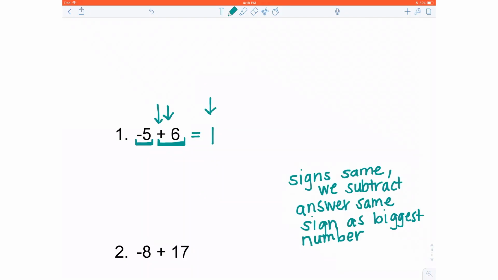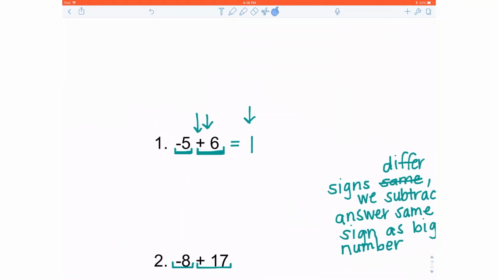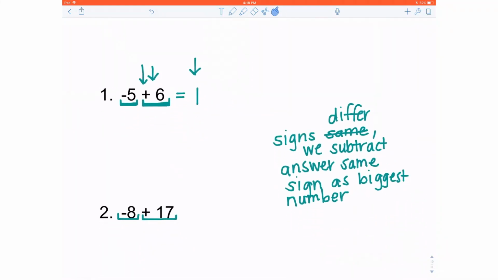Okay, I hope you got it. If not, don't worry. Let's look at the signs in front of -8 and +17. They're different signs. Oh, I wrote here "same." This should be "different." The signs are different. Let's fix that. I apologize.